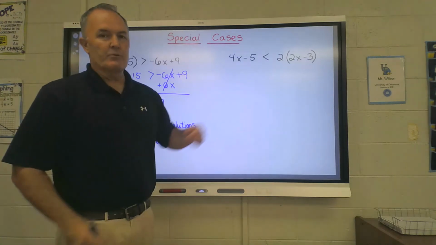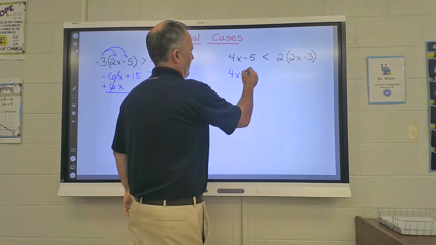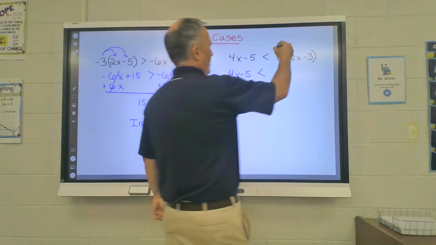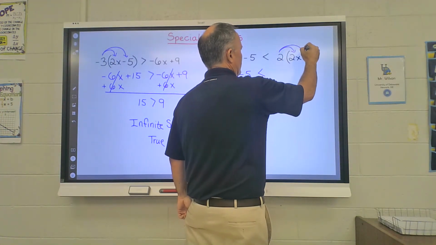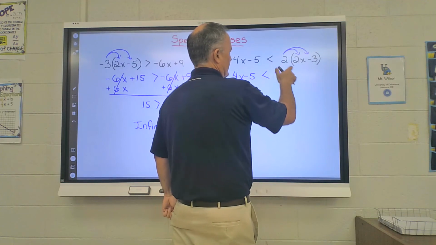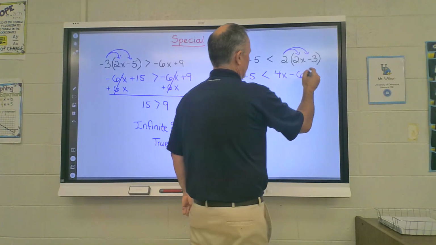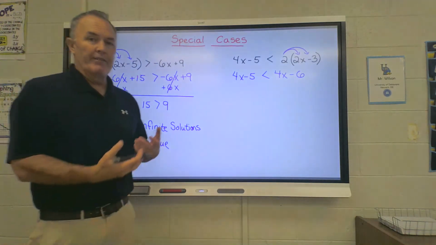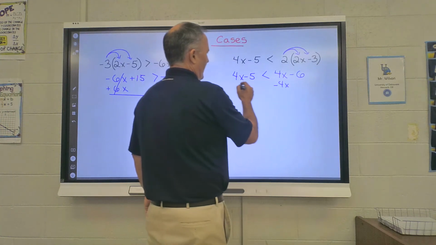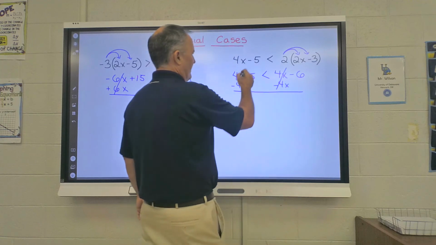All right, let's fix this one over here. Now I can't do anything with the left, but I can fix the right. I can distribute because I have parentheses. 2 times 2 is 4x. And 2 times negative 3 is negative 6. Once again, I want to move my variables to one side. I'm going to subtract 4x here and subtract 4x over here. They cancel out, and they cancel out.